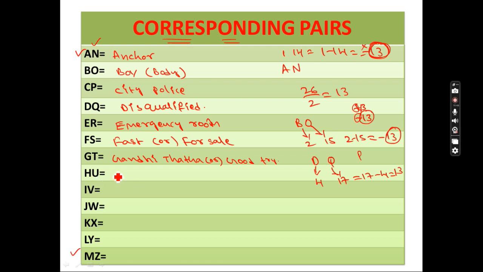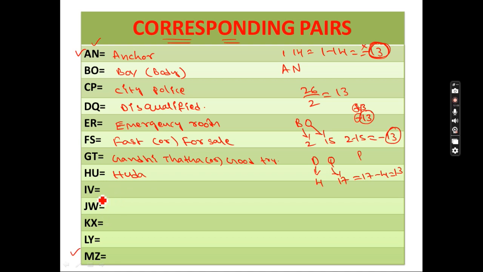Now, sir, how to remember Huda? HU means Huda, you know Huda layout. When you want to purchase any land in Hyderabad, the plot may come in the GHMC limit or Huda. Huda means city outskirts. Huda layout, we say. So like this you remember, HU means Huda.